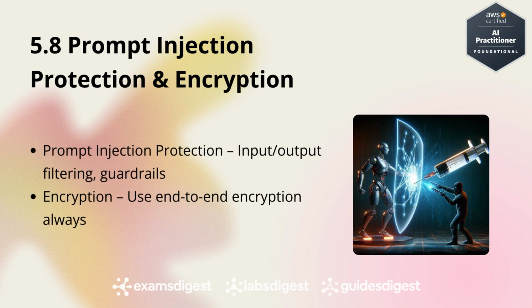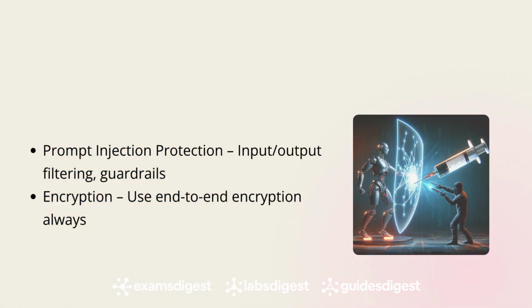And when working with generative models, be aware of prompt injection attacks, where a user attempts to manipulate the model through crafted inputs. You can mitigate this by filtering inputs and outputs, enforcing formatting rules, and setting up guardrails. Also, always enable encryption at rest and in transit, especially when transferring training data, model outputs, or user-generated prompts.